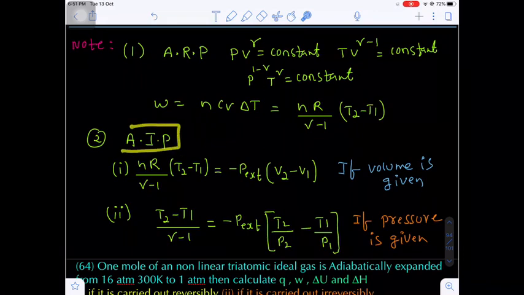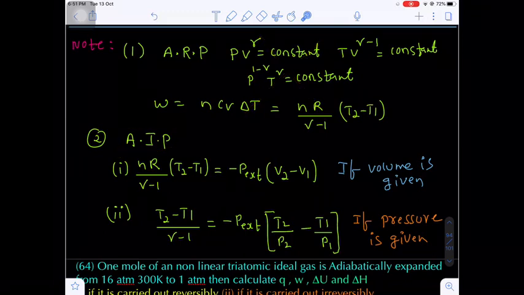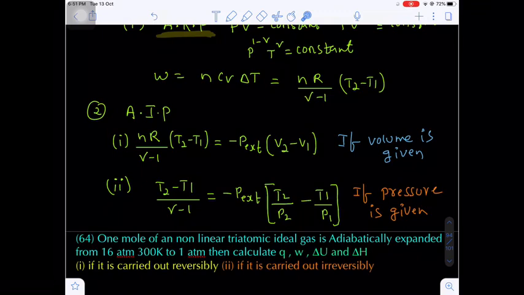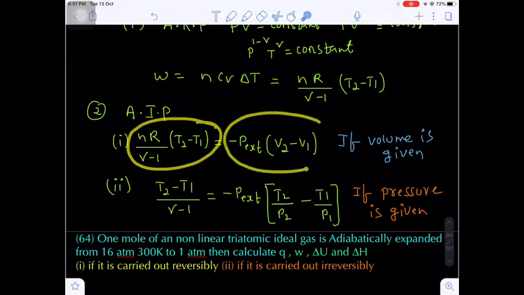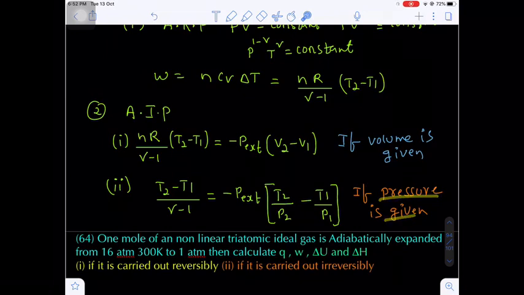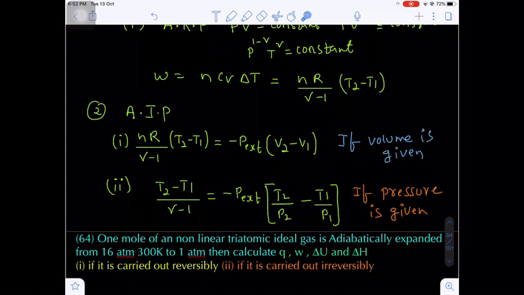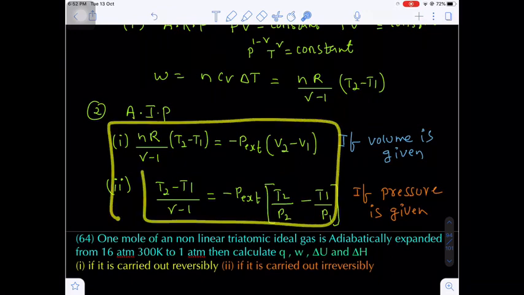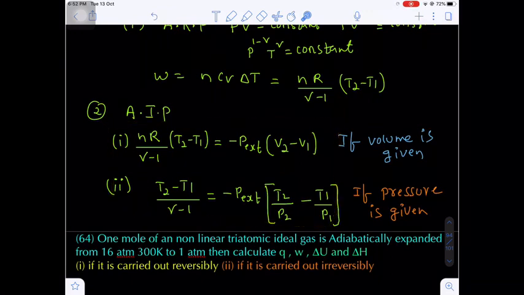Now in an adiabatic irreversible process, we should not use these three expressions. They are only valid for whom? Adiabatic reversible process. In an adiabatic irreversible process, W is again nCv delta T, which is nothing but minus P external into V2 minus V1, if the volume is given. If the volume is not given and pressure is given, then we have to use minus P external into nR times T2 upon P2 minus T1 upon P1. So these are the two relations which we have to use.